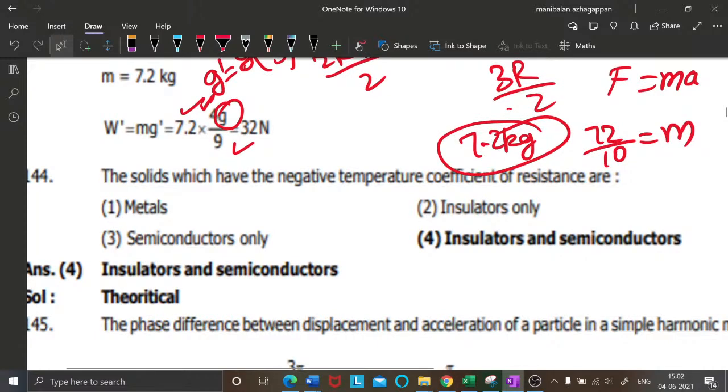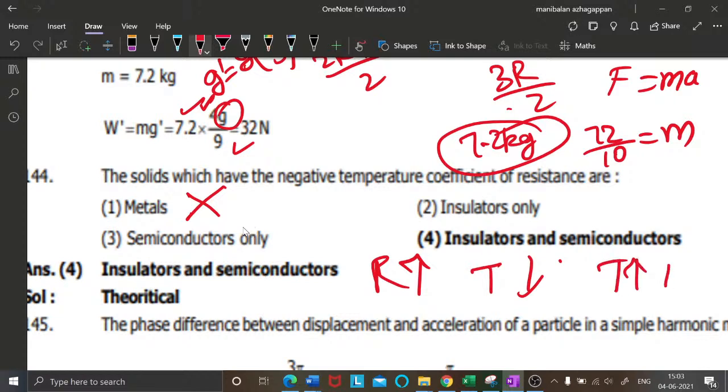Negative temperature coefficient. They asked what is a negative temperature coefficient, whether it's an insulator, metal, or semiconductor. Definitely it's not a metal. When the temperature increases, resistance should decrease. That's the condition we have to take. When the temperature decreases, resistance should increase. Inversely proportional. When it is acting like that, we can take it as a negative temperature coefficient.